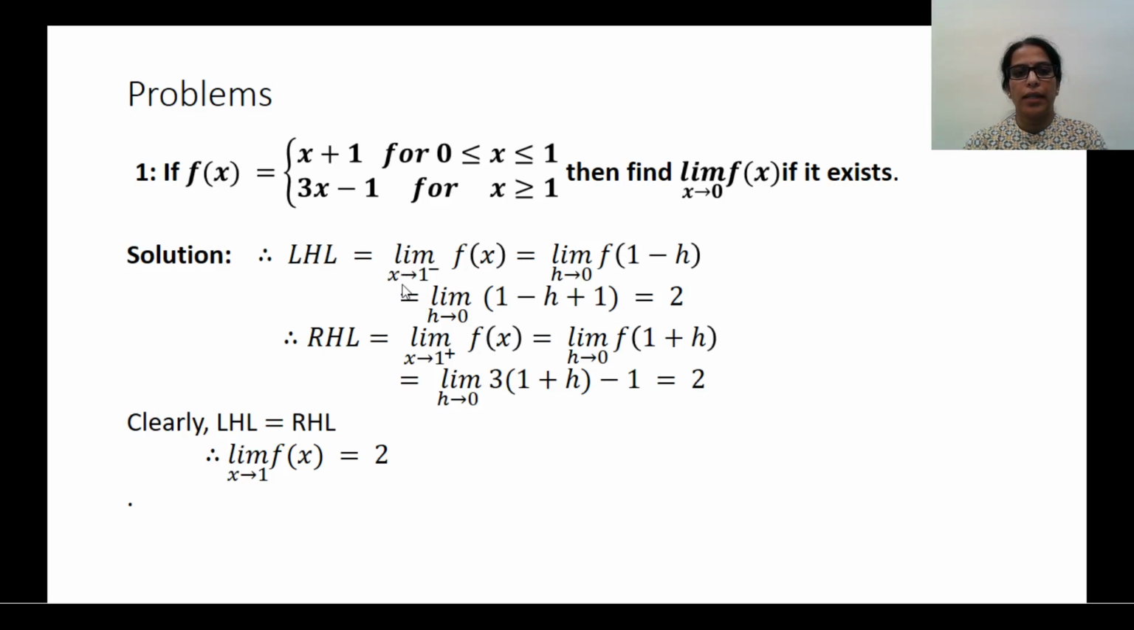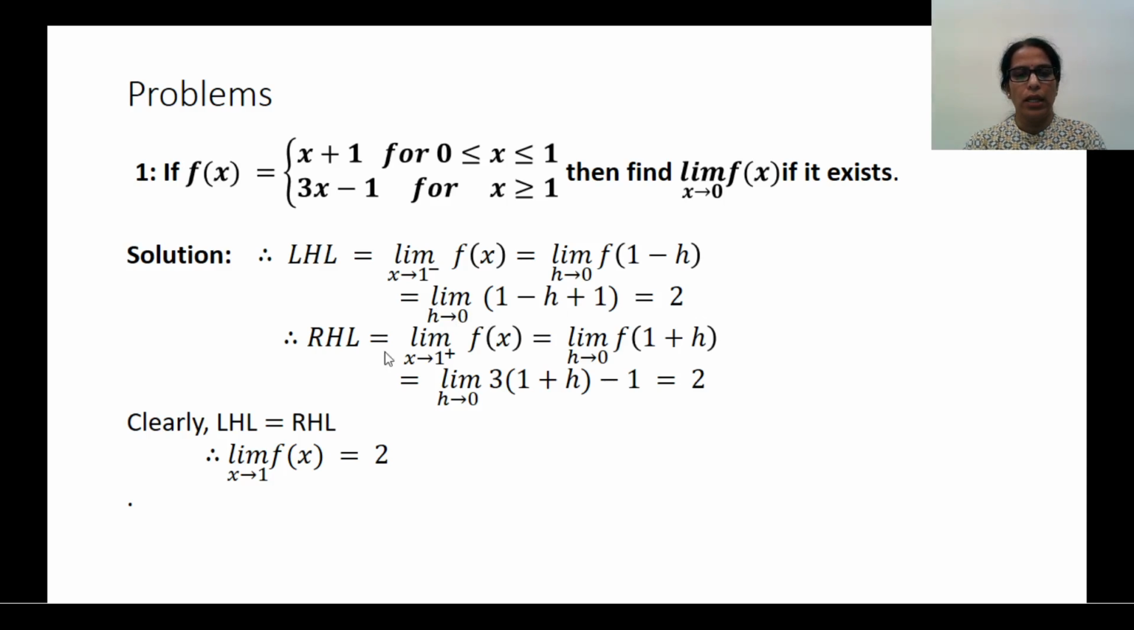That is, limit x tends to 1 minus, that means x is less than 1. So for this, we'll consider the function f of x as x plus 1. So here, replace x by 1 minus h. So you will have x replaced by 1 minus h, that is 1 minus h plus 1. Now apply the limit as h tends to 0. So you will be left with 2.